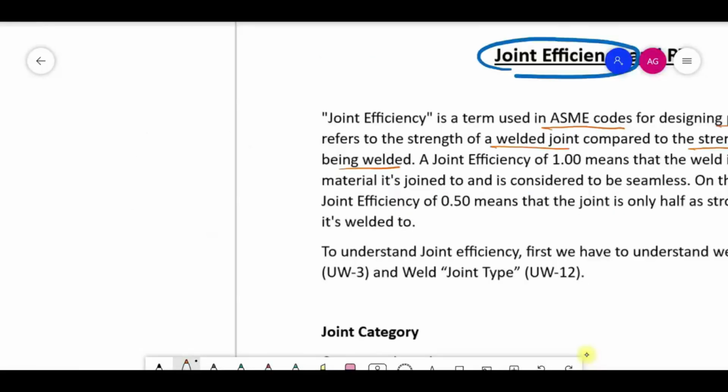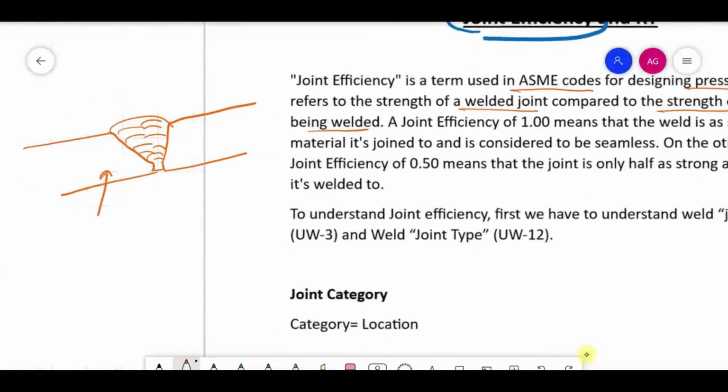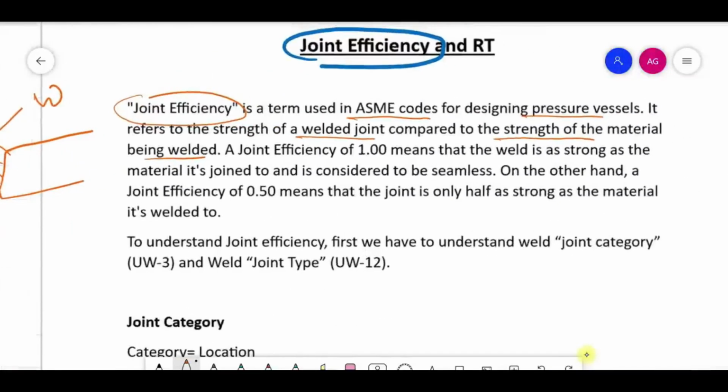So, whenever you do any welding, this is your base metal, also called parent metal, and this is your weld metal. You have to compare both of them, that is, how is the strength. On that basis the joint efficiency is decided. So this is a comparison of the two.